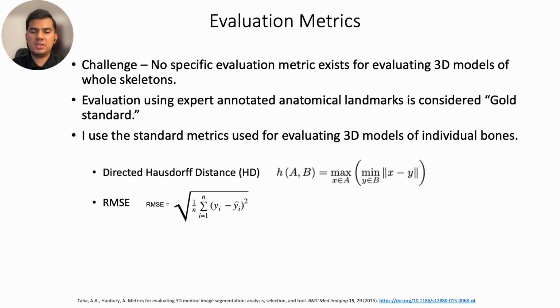Coming to the evaluation metrics, after a thorough literature survey, I could not find a specific metric for evaluating a whole 3D skeleton model, and so I used the standard metrics that are used to evaluate individual bone or organ models. The metrics that I used were directed Hausdorff distance, that gives us the maximum error between the closest points on the ground truth and predicted skeletons. This is a similarity metric and it is preferred for evaluating the alignment and boundaries of complex 3D objects. The second one being the root mean squared error, that gives us the average error between the closest points on the ground truth and predicted skeletons.